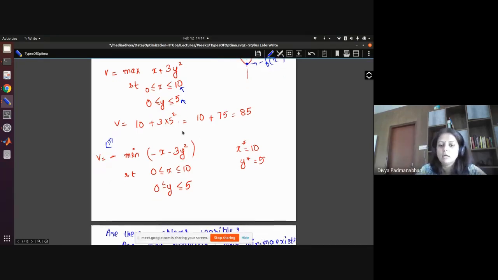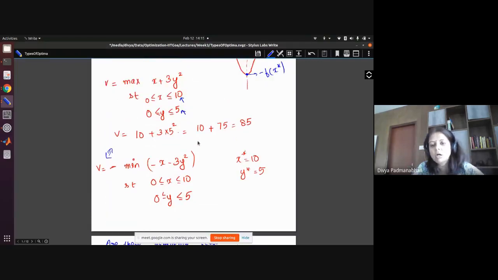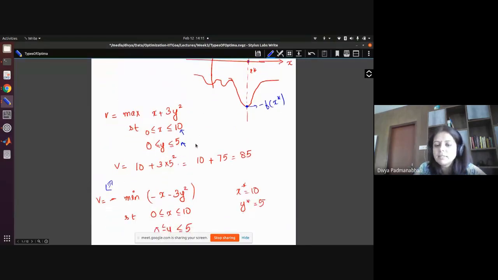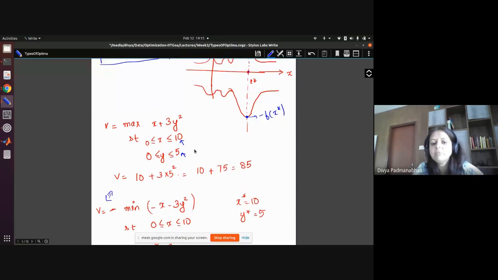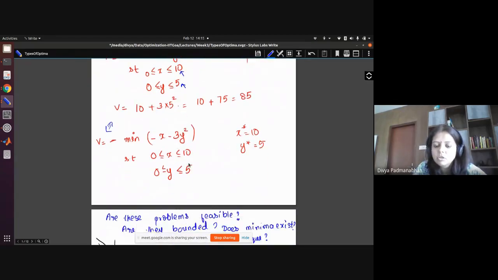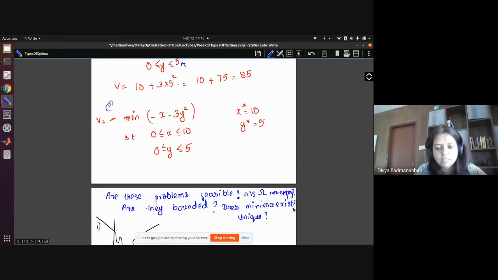Okay. Now, before we start analyzing any optimization problem, it's important to analyze the feasible region and the function itself. You should have some information about it. One thing is, is the problem feasible? Is there any point in omega? By this we mean, is omega non-empty? Next, you want to know whether the function is bounded.